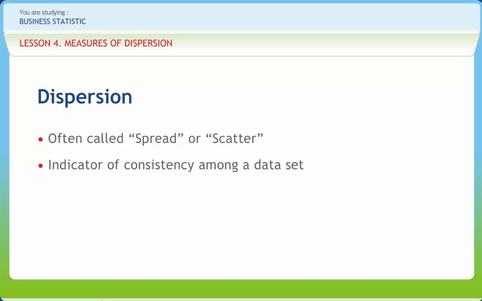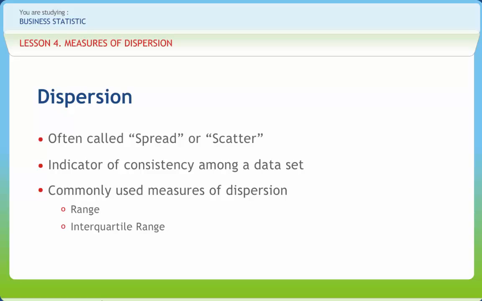Now the question arises, why measure dispersion? Measuring dispersion provides a test of reliability of an average and facilitates the computation of other statistical measures. It also serves as the basis for control of variations. Various measures of dispersion are range, interquartile range, and standard deviation.